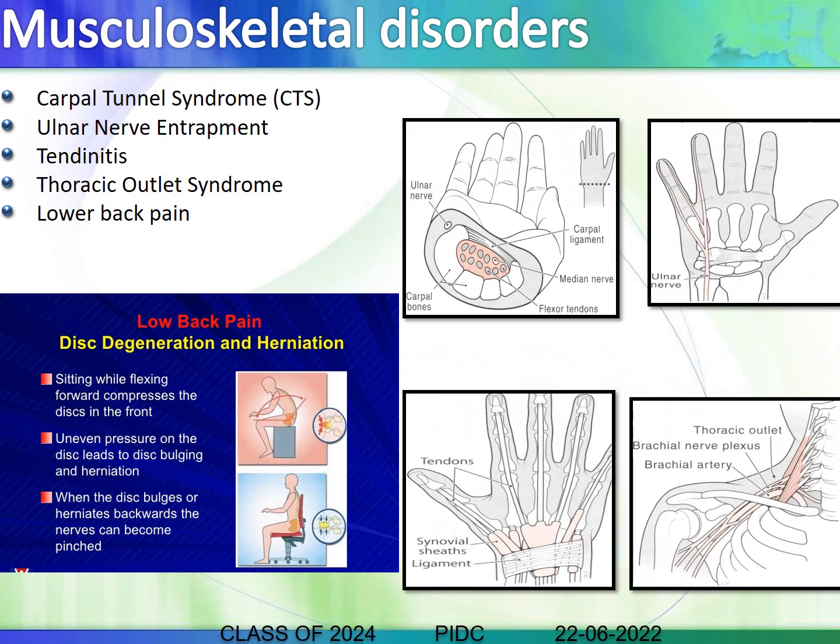This generally comes from disc degeneration or herniation. Sitting while flexing forward compresses the discs in the front. Uneven pressure on the disc leads to disc bulging and herniation. When the disc bulges or herniates backwards, the nerves can become pinched. Because of this, you could get lower back pain.